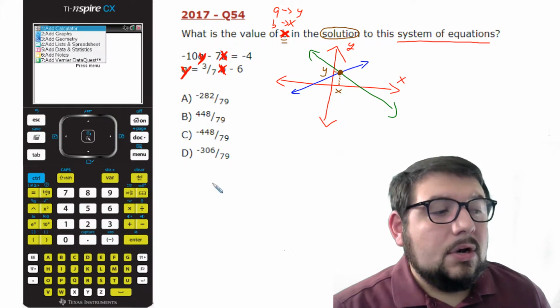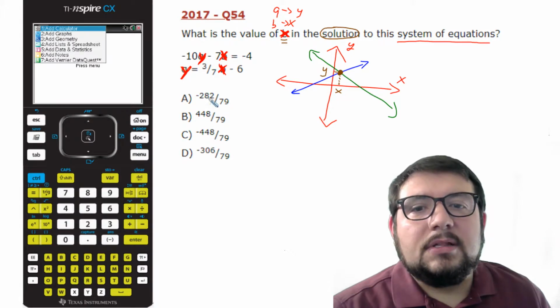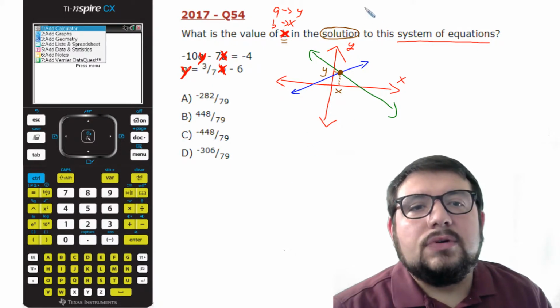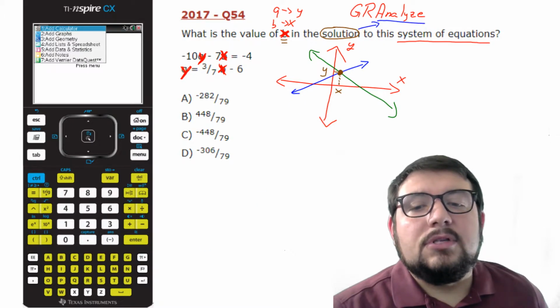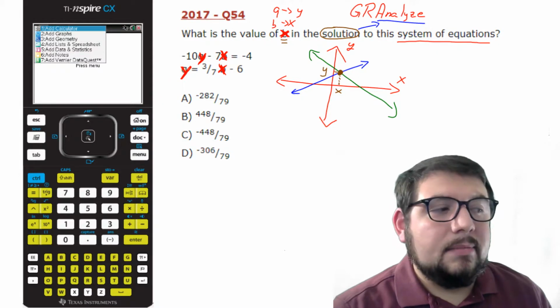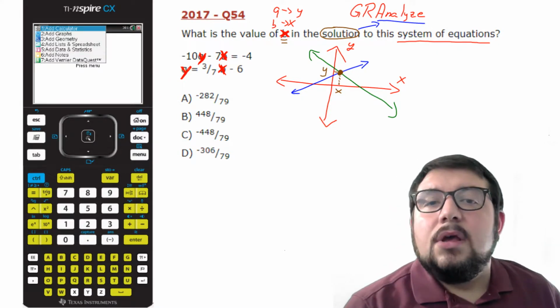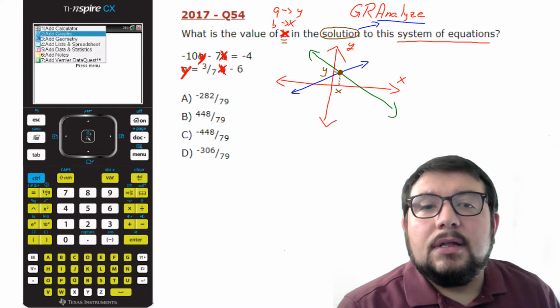Okay, so first of all, please don't get nervous about the fraction answers that are down here. We're just going to go ahead and graph this system of equations, and we're going to use a strategy called GRA. The A stands for analyze, and the reason we're going to use that strategy is because we analyze when we have keywords. So keywords mean you have to look at the graph and think about it a little bit, and that's what analyzing does. Okay, so let's go to the calculator.